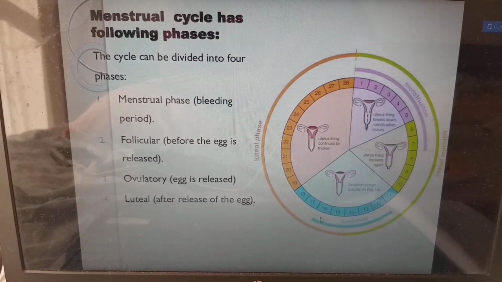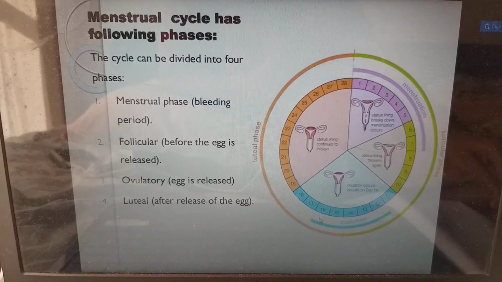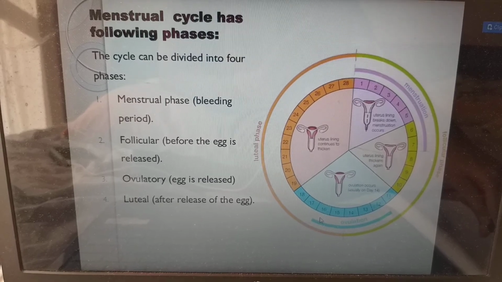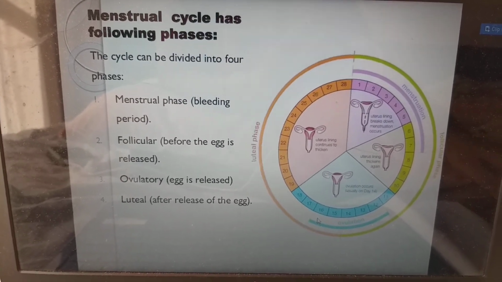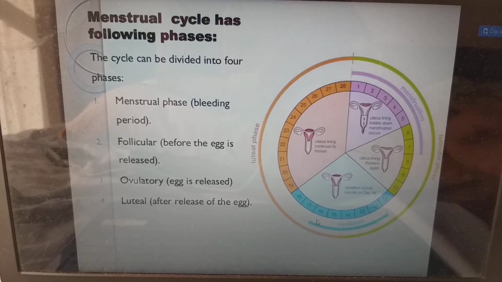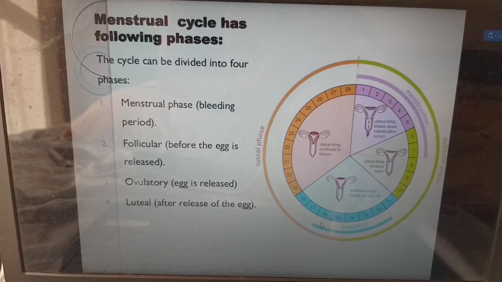Coming to the menstrual cycle, we have the following phases. The first phase, which we call the menstrual phase or bleeding period. Next is follicular, before the egg is released. And ovulatory, when the egg is released. Luteal phase, after the egg is released. So these are the four phases in the menstrual cycle.